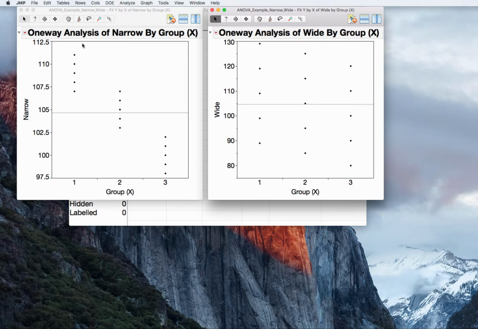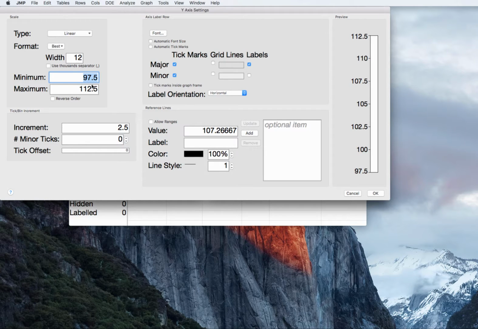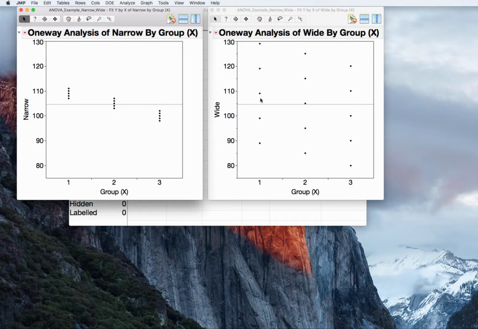So the first thing we should notice is that we don't have similar axes, and so what we want to do here on the narrow is change our axis setting, and that's by right-clicking or control-clicking an axis setting. We're going to go from 75 to 130, and we want to show it with increments by 10, and press OK. And that puts our 2 sets of data on the same scale here with the Y. And what we can see here is that in the narrow group, we have much tighter packed observations, or less observable variability, as compared to our wide group.